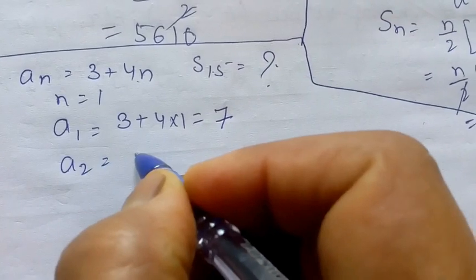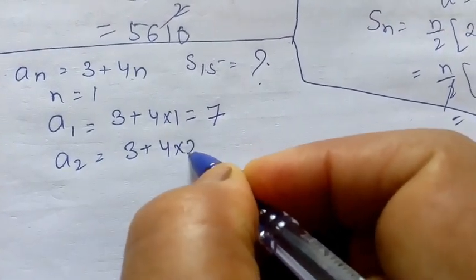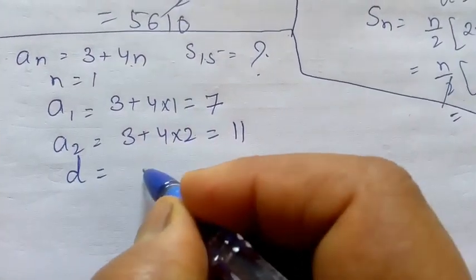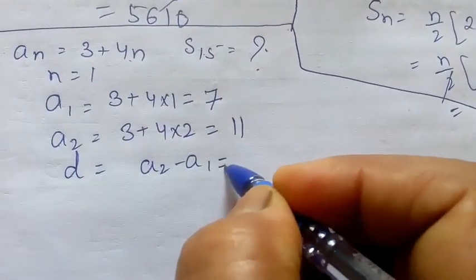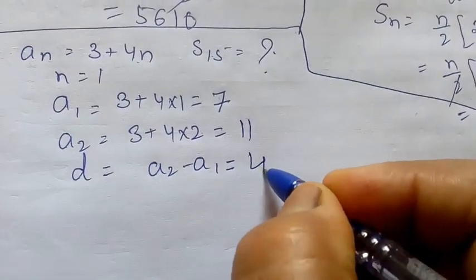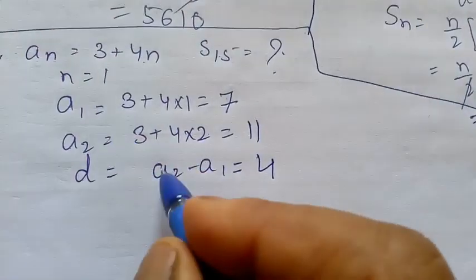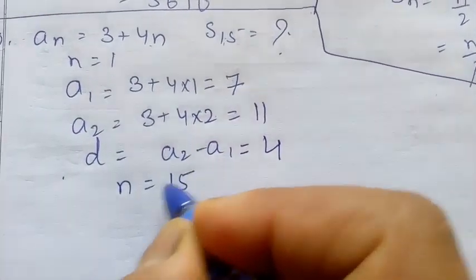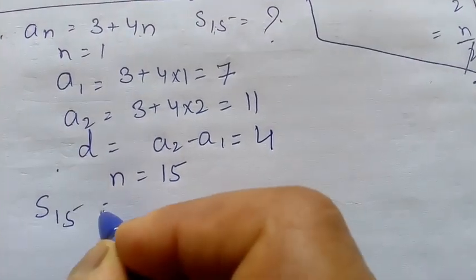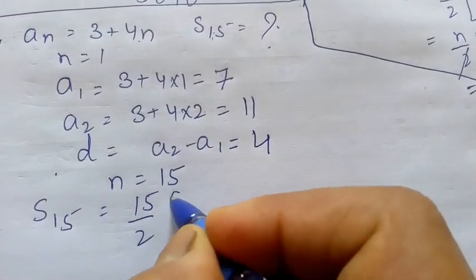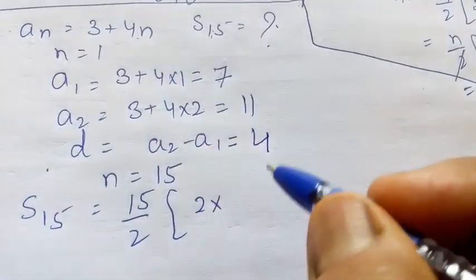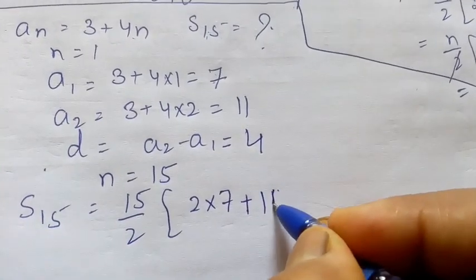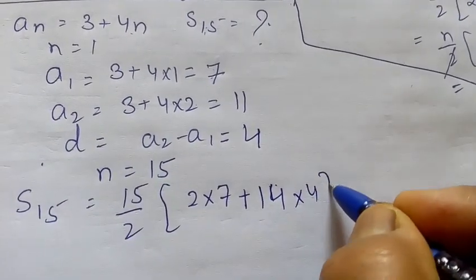And a2 equal to 3 plus 4 into 2, 4 twos are 8, 3 plus 8 is 11. And d equal to a2 minus a1, 11 minus 7 equal to 4. Having a and d, find the sum of 15 terms. It means n equal to 15. Sum of 15 terms equal to n by 2 into (2a, a means 7, plus (n minus 1), that is 15 minus 1, 14, and d is 4).